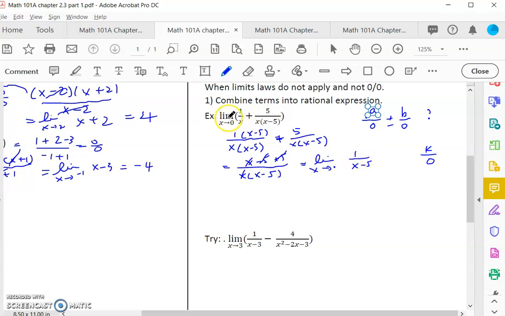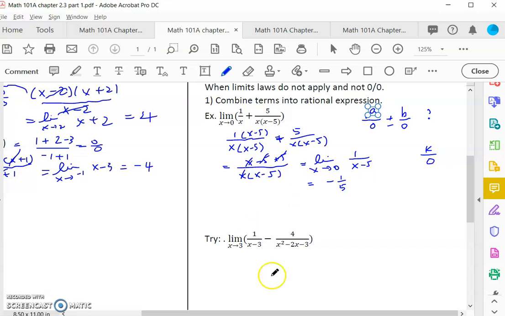I'm replacing it with another function that is not defined at 0, but that does not matter because when we are finding a limit, we don't care what happens at x equal to 0. So now when I do direct substitution, it would work. So it would be equal to 1 over 0 minus 5, meaning negative 1 over 5.